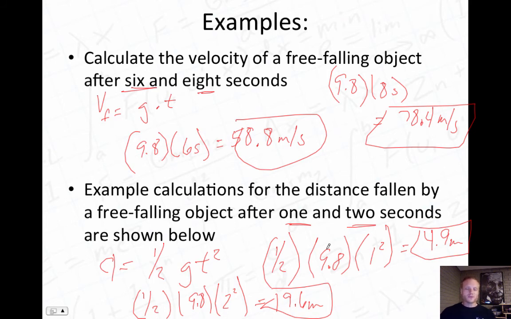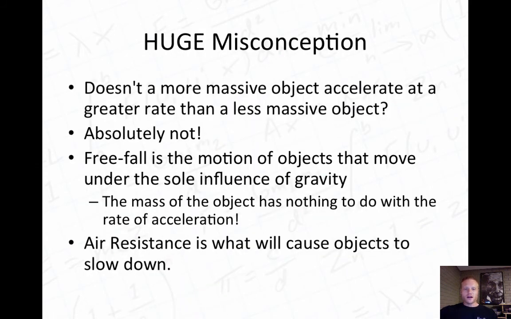Those are just some simple formulas that go along with this idea of free fall, which is basically an object for which the only force acting upon it is gravity. Gravity pulls us down towards the Earth at a whopping acceleration of 9.8 meters per second squared. One relatively large misconception that students have with free-falling objects is that the more massive an object is, the more it's going to accelerate and the faster it's going to hit the ground.